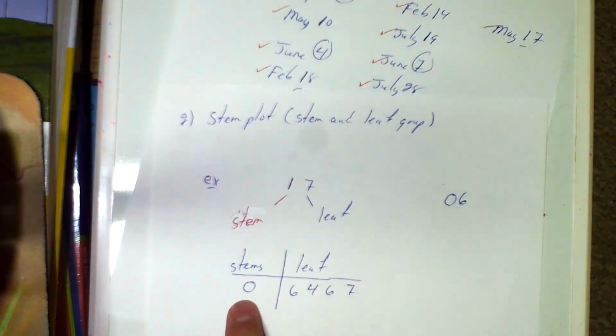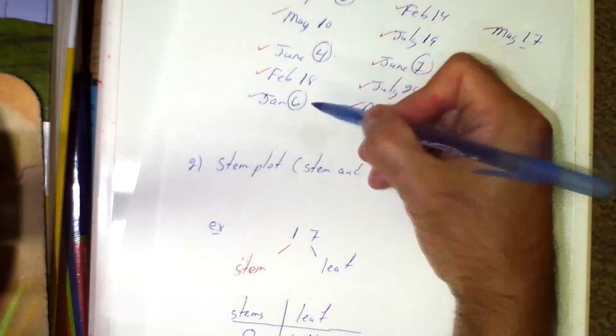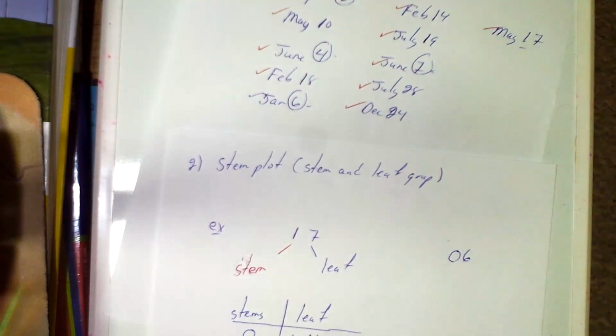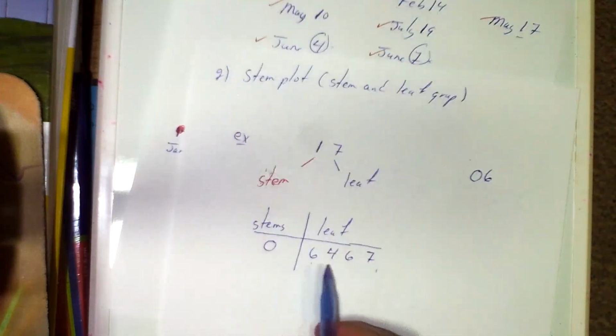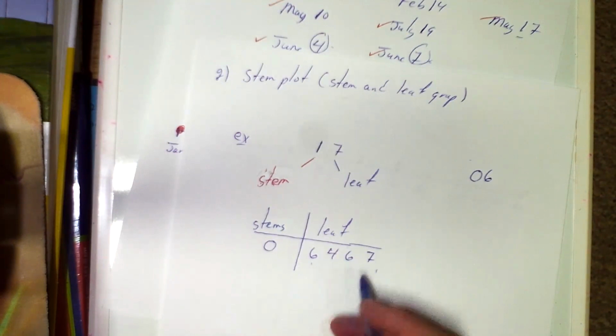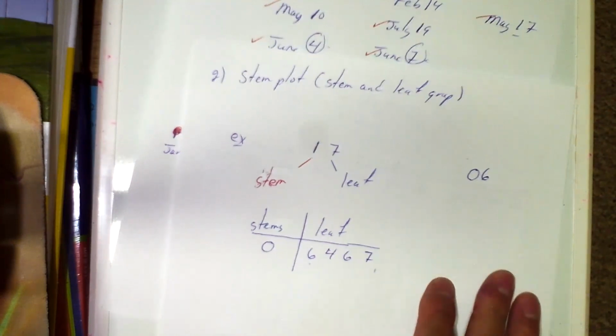So all of the single digit numbers are going to go on row stem 0. So I have my 6, 4, 6, 7. It doesn't have to be in any order. The book says they do have to be in order, but it doesn't matter. Whether you have them in order or not, it's fine. You're still going to get the same picture.